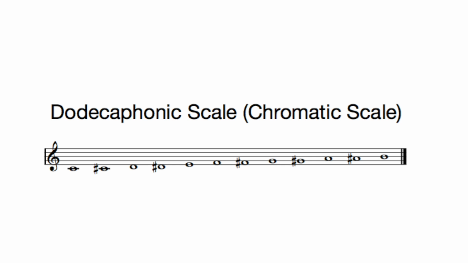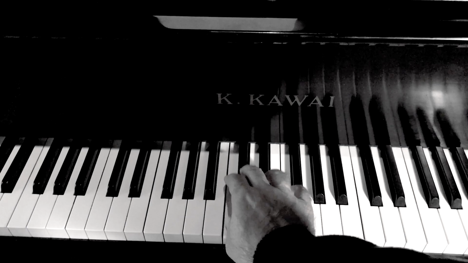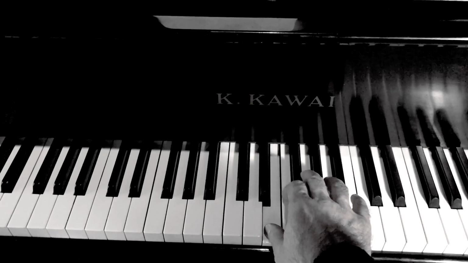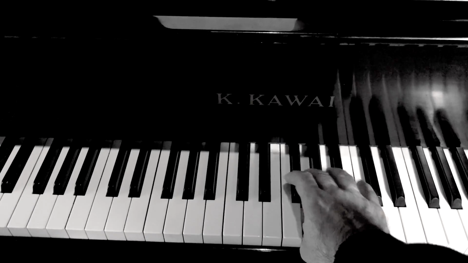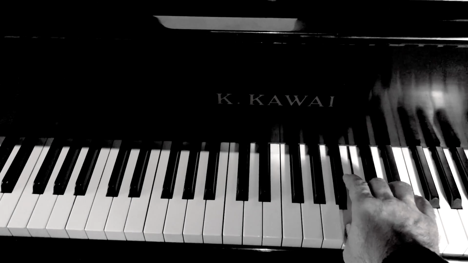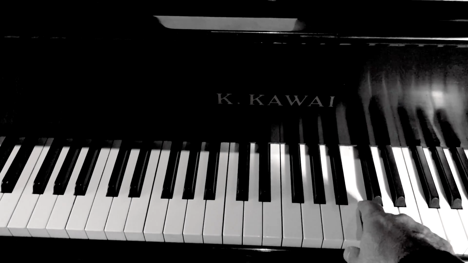The second scale we're going to talk about is the dodecaphonic scale, or the 12-tone or chromatic scale. We will start on C. It goes like this: C, C sharp, D, D sharp, E, F, F sharp, G, G sharp, A sharp, B, and then back to C.